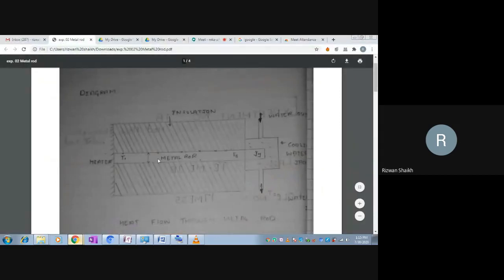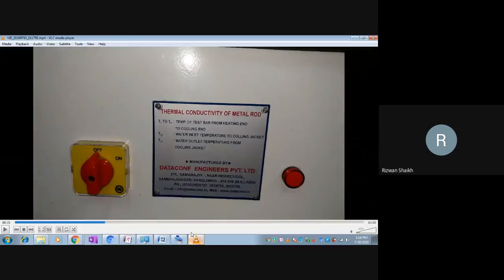Can you see the metal rod? This is the metal rod where we have temperatures T1, T2, T3, T4, and so on till T9. The same thing is shown here. T1 to T9 is the temperature on the bar at various locations. Now T10 is the water inlet temperature to the cooling jacket, so this is the normal water temperature. And T11 is the water outlet temperature after the water flows through the jacket, which is more than the inlet temperature.